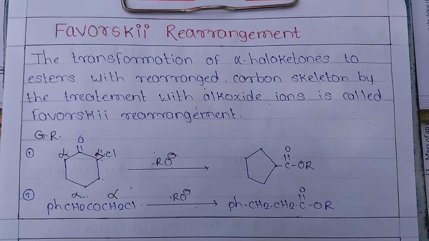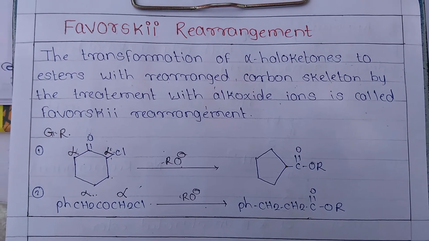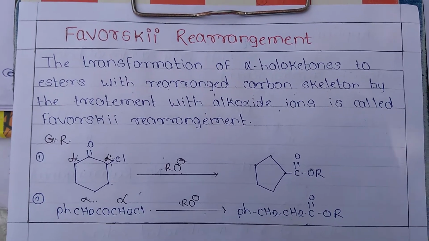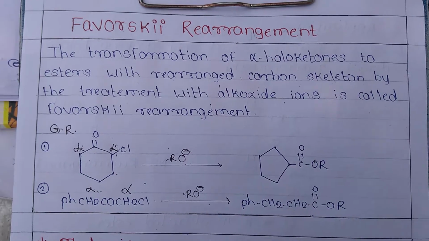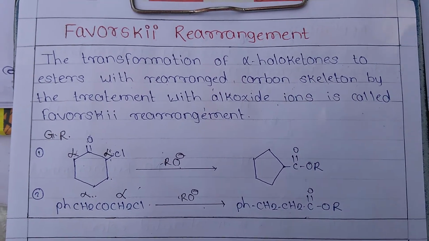Hello guys, today we are discussing the Favorsky rearrangement. The transformation of alpha haloketones to esters with rearranged carbon skeleton by the treatment with alkoxide ions is called Favorsky rearrangement.